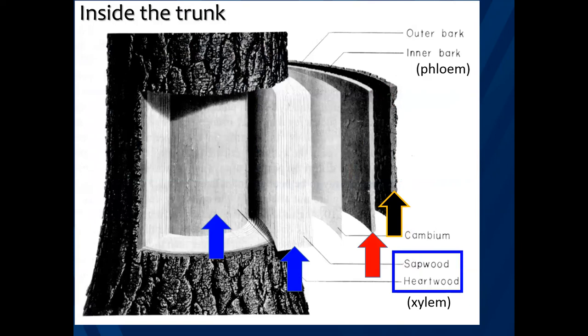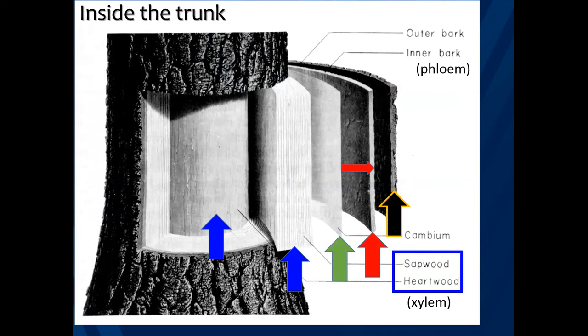Anyway, there's another little layer here, the green layer, which is the cambium. That is a meristematic tissue, a growth tissue that produces both of these types of vascular tissues. And it's kind of a miraculous thing. The cells are all the same, but when a cell migrates towards the outside, towards the inner bark, it differentiates into the types of cells that we find in the phloem.